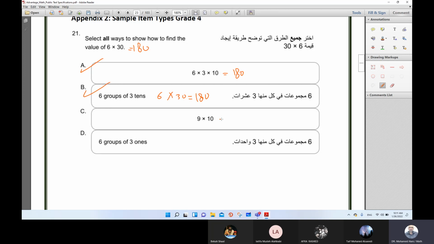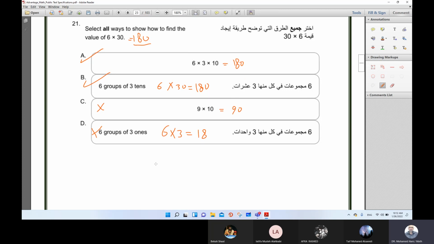Here 9 times 10 equal 90. So this is not true. This is not true because the value will be 180, not 90. 6 groups of 3 ones. 6 groups times 3 ones equal 18. So this is not correct because the value will be 180. Do you have any question here?